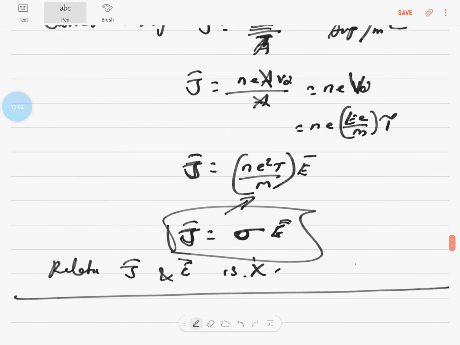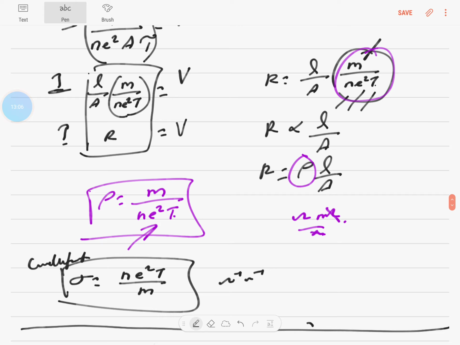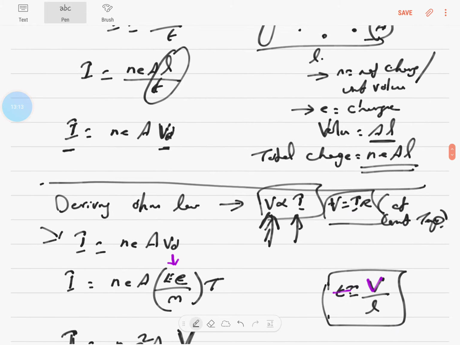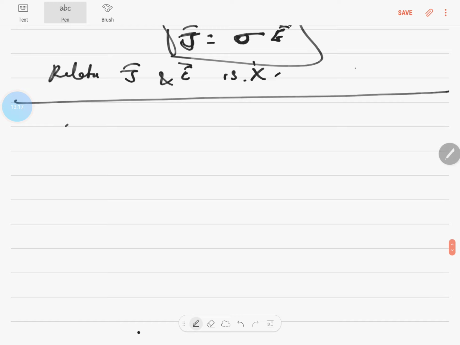After current density, we'll talk about Ohm's law limitations. Now that we have dealt with Ohm's law, let's do the limitations of Ohm's law. What are the limitations of Ohm's law?